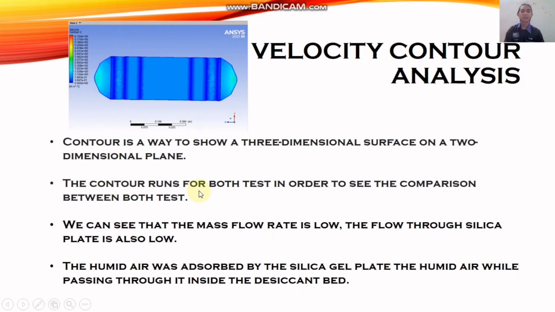In order to see the comparison with both tests, we can see that the mass flow rate is low, and when the mass flow rate is low, the flow through the silica plate is also very slow. So in the inlet, the air travels faster, and when it reaches the desiccant, the silica plate, the velocity decreases. The humid air was absorbed by the silica plate while passing through it inside the bag.